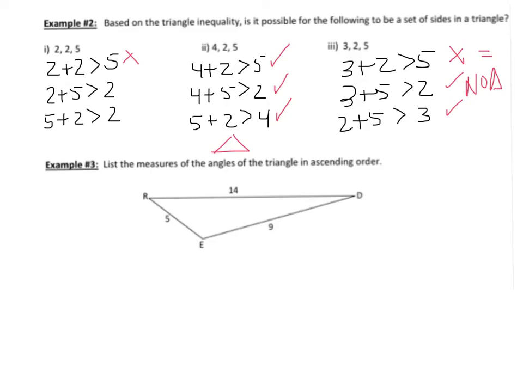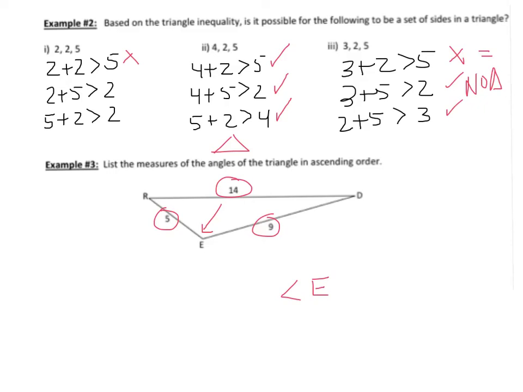Problem number 1 had you given the angles, list the sides in order from least to greatest. Example number 3 has you going the other way. If you know side lengths of 5, 9, and 14, can you list the angles in order? Since this is a single triangle, we can get away with naming the angles with their single letters. Opposite the largest side is the largest angle, so we know that E is the largest. So angle E is going to be the largest.